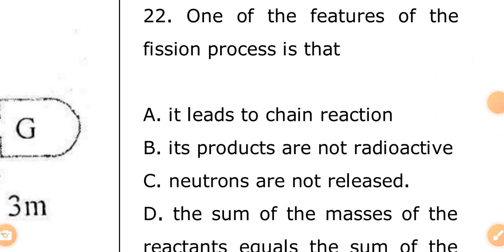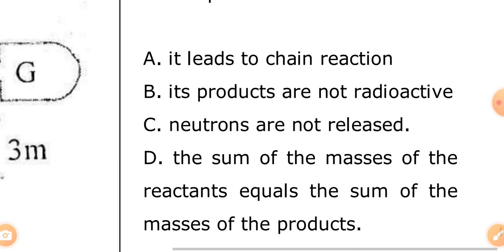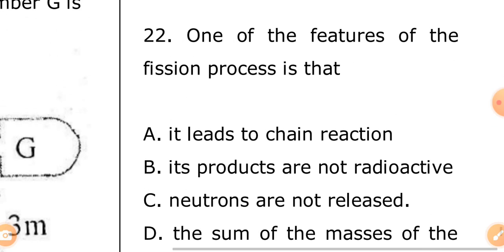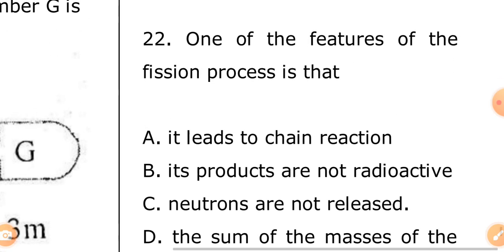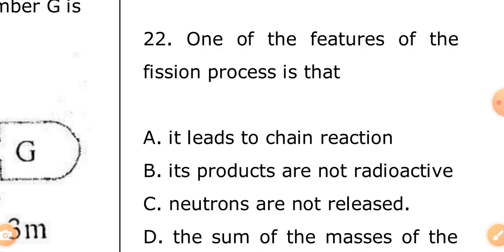B, its products are not radioactive. C, neutrons are not released. D, the sum of the masses of the reactants equal the sum of the masses of the product. Remember, the question is, one of the features of the fission process is dash. The answer actually for 22 is A. It leads to chain reaction. One of the features of fission reaction is that process, it leads to chain reaction.